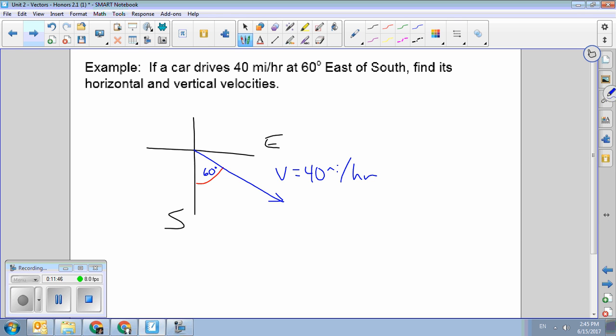What I want to do is make this into a right triangle, which includes the angle. If I draw a vertical line here, that'll represent my Vy, the vertical velocity. The idea is, as the car is driving, it's making progress south. So this Vy will be a representation of how quickly the car is moving south, ignoring any motion east or west. Similarly, we can close off the triangle and find our horizontal component, which we'll call Vx, and that'll measure how quickly the car is moving horizontally, ignoring the vertical motion.